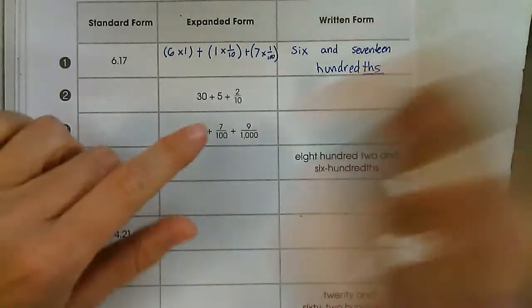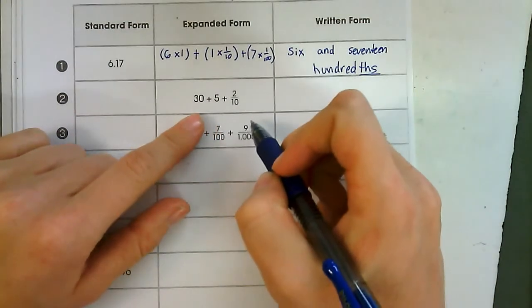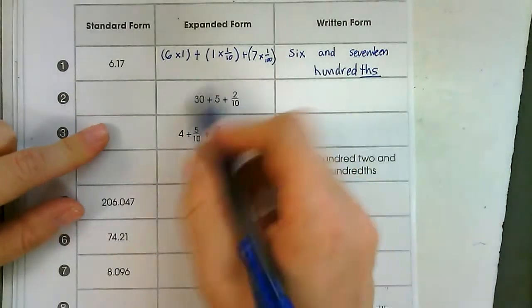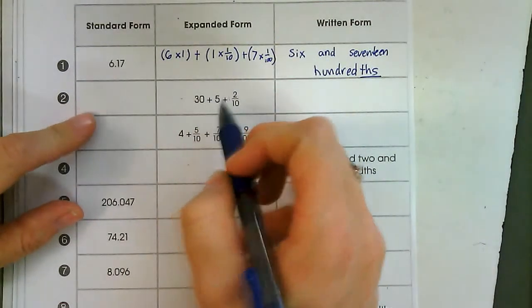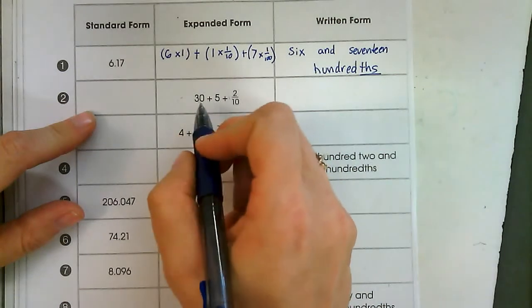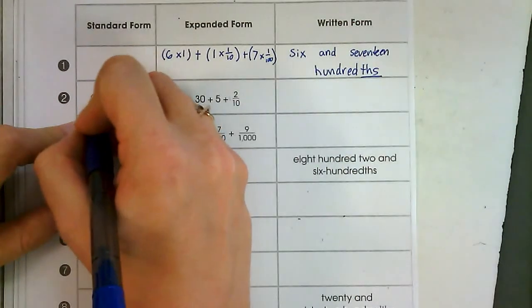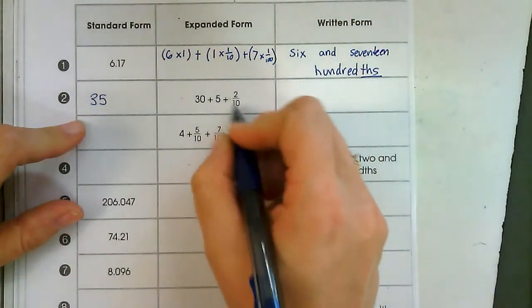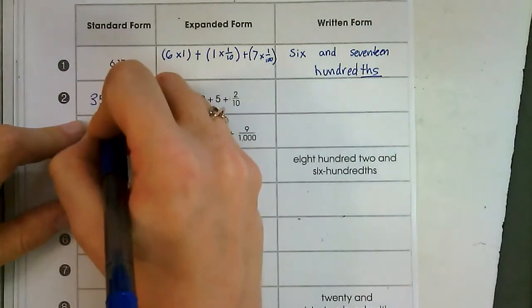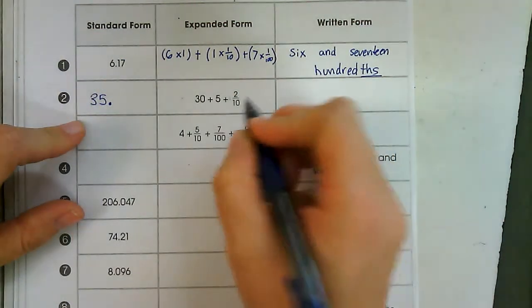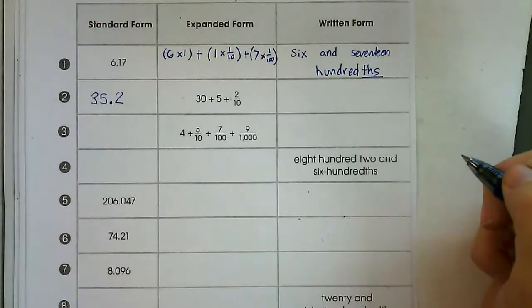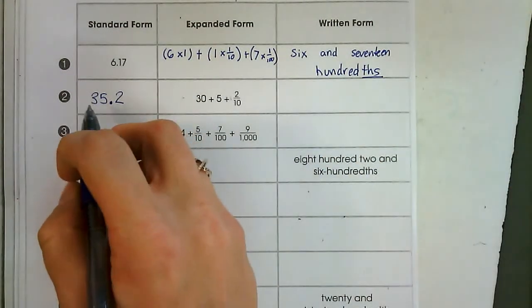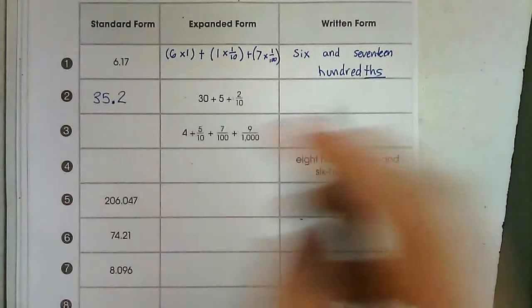All right, number 2, we see it in expanded form. And they expand in 4th grade. We expand in the 5th grade way, but we can still read this and figure out its standard form. So we have 30 plus 5, that gives us 35. Now I see a fraction. That tells me I'm in my decimal numbers. 2/10. The first place after the decimal is the tenths place. So my number is 35 and 2/10.